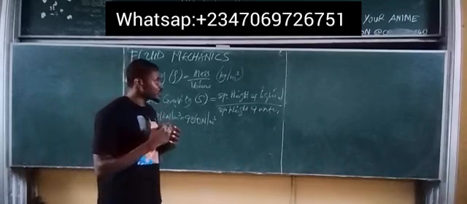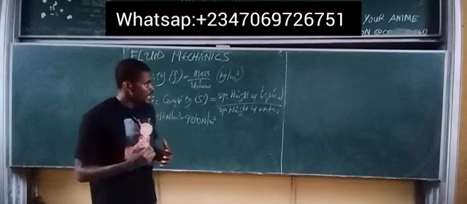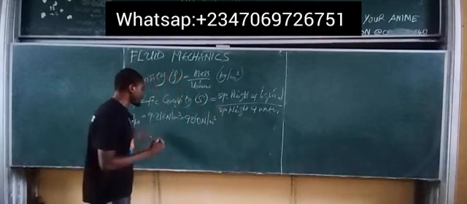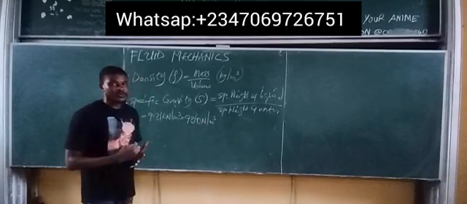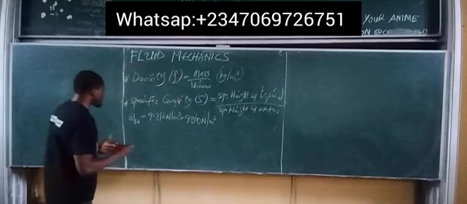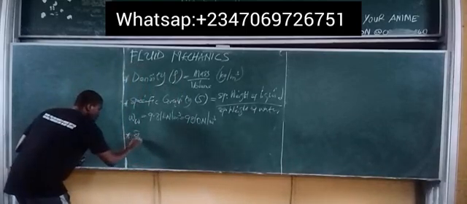So if the specific gravity of any liquid is known, we can always find the specific weight of that given liquid, knowing fully well that the specific weight of water remains 9.81 kilonewtons per meter cube. So I've talked about specific weight itself.